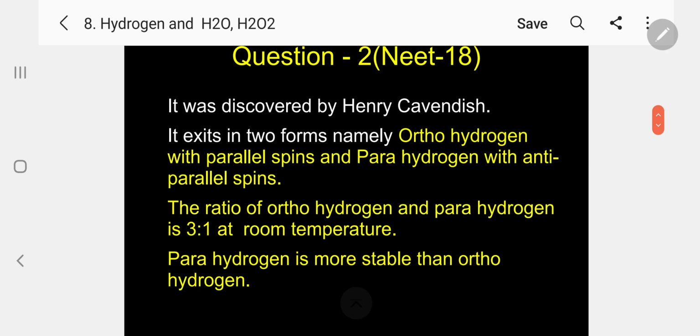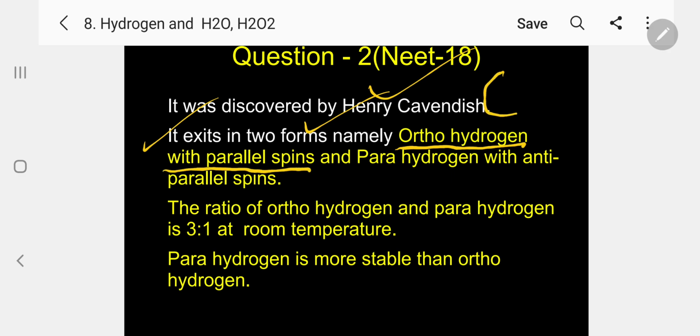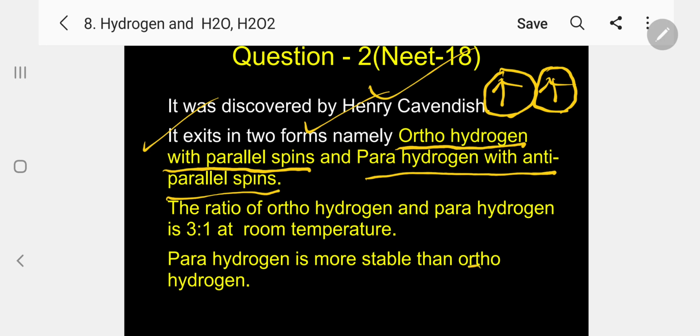This hydrogen was first discovered by Henry Cavendish. Please follow. This is commonly asked. Henry Cavendish. It was observed that it exists in 2 forms, namely orthohydrogen with parallel spins, please follow, and parahydrogen with anti-parallel spins.